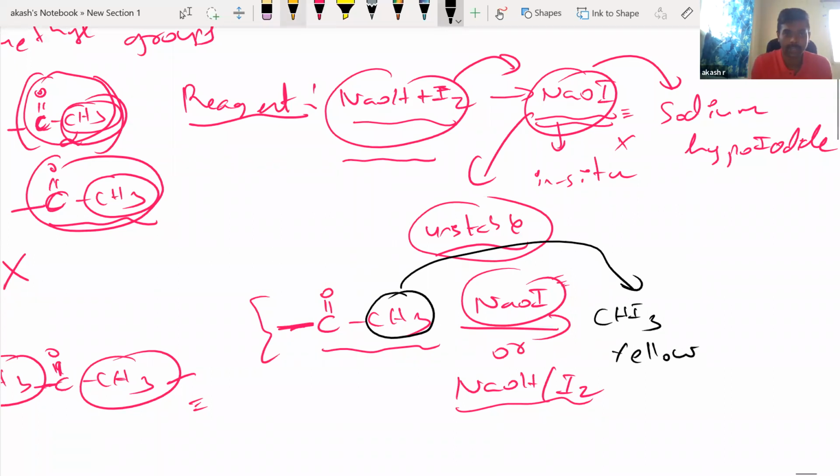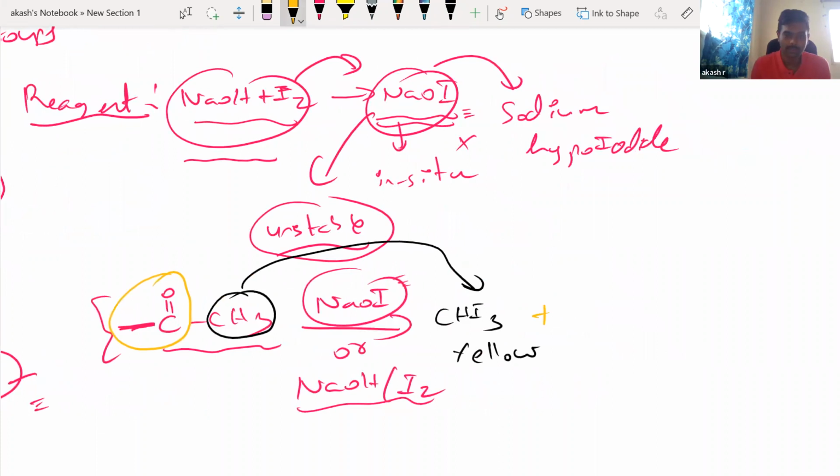Now, this C double bond O and this entire group is going to become C double bond O, with one bond already there. To that you just add an OH. Very, very simple. Again, I repeat: you have this entire group, the C double bond is there, one more bond is there, and to that you just add an OH. So this is nothing but a carboxylic acid. In all the iodoform reactions, there will be two products. One is your iodoform, which is yellow in color.